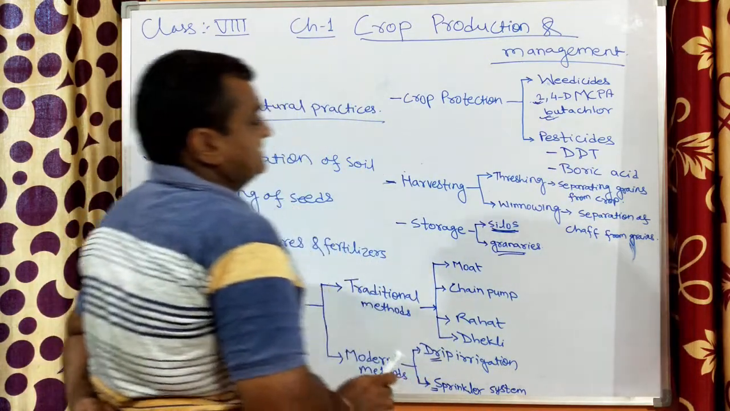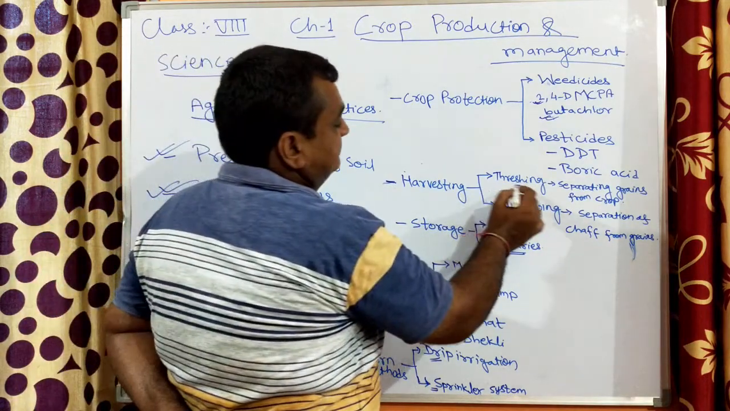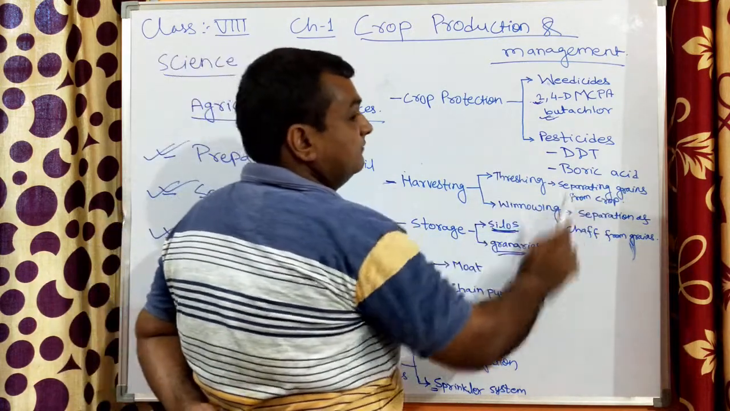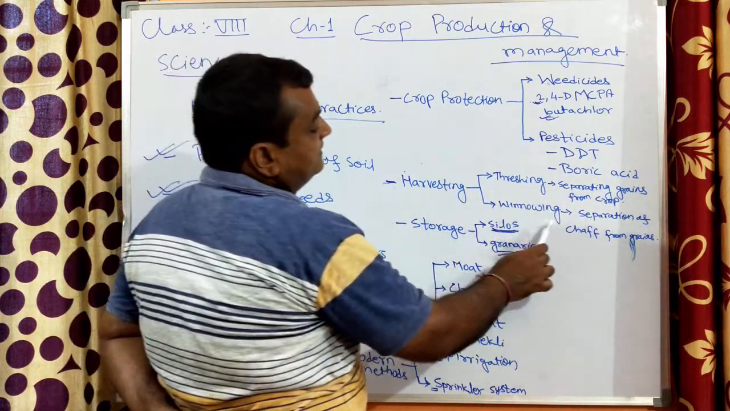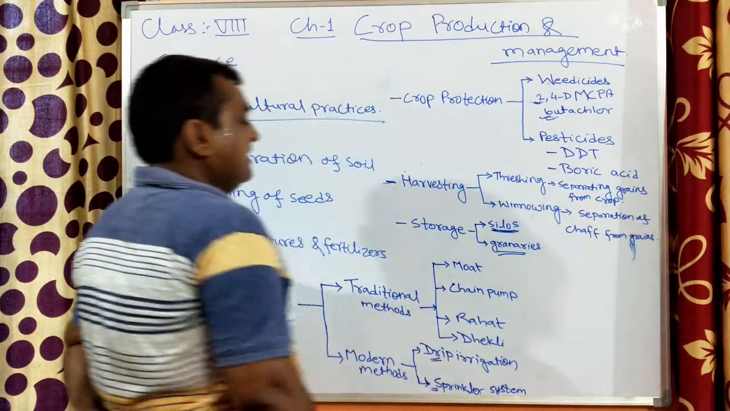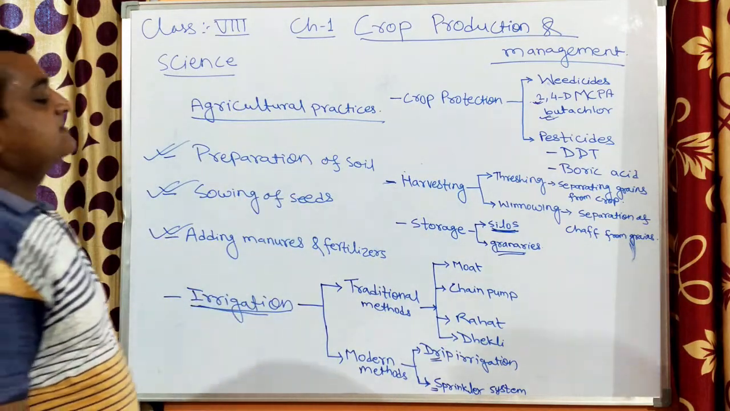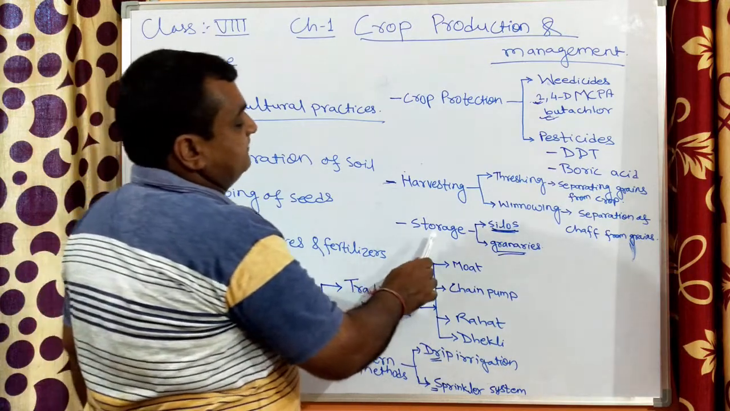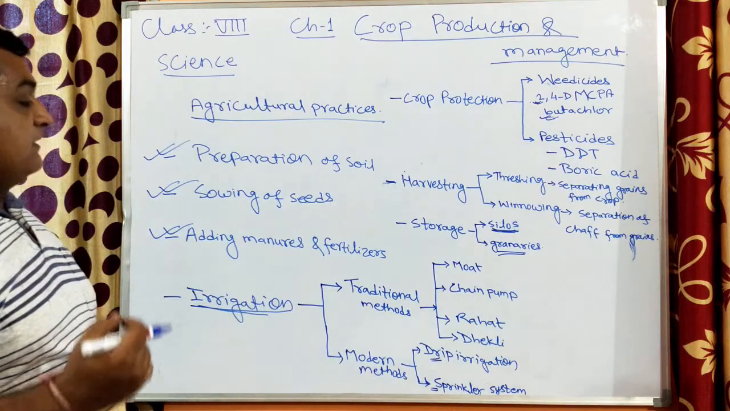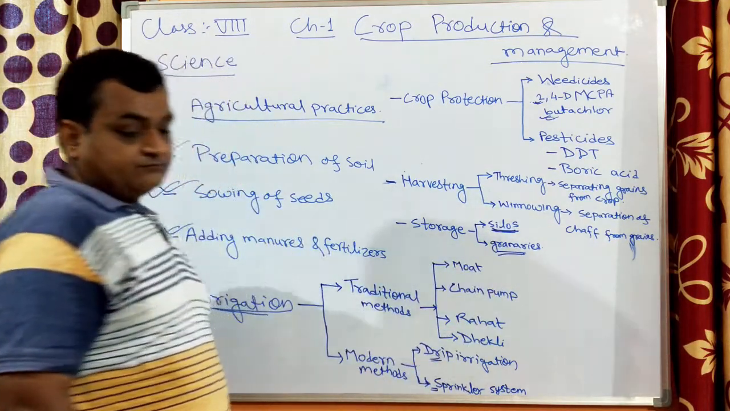Next is harvesting. Harvesting is done by a machine known as thresher. Threshing is a process of separating grains from crops, and winnowing is the process of separation of chaff from grain. After harvesting, the next and last step is storage. For commercial purposes, grains are stored in silos and granaries.